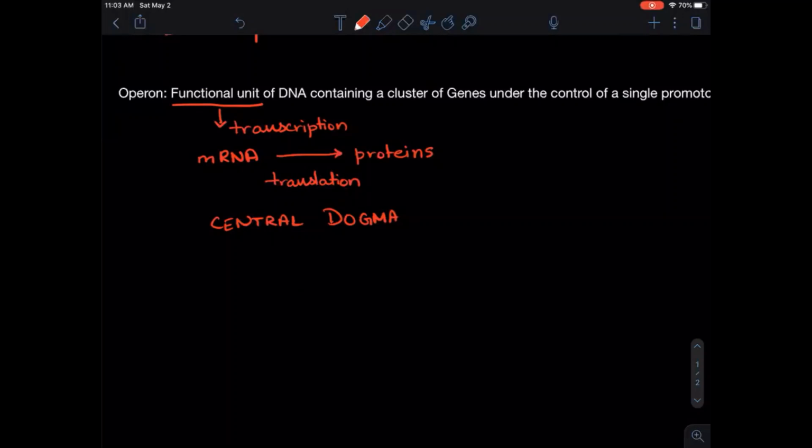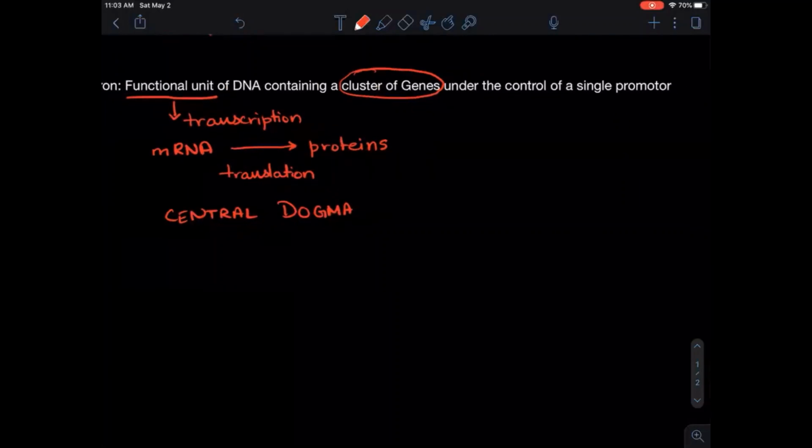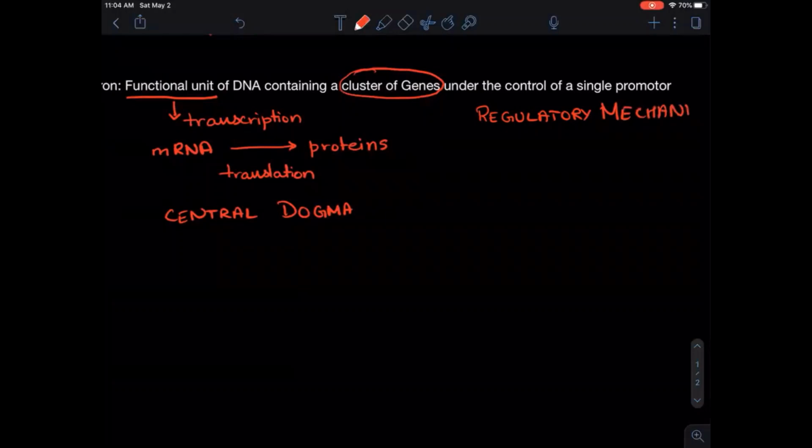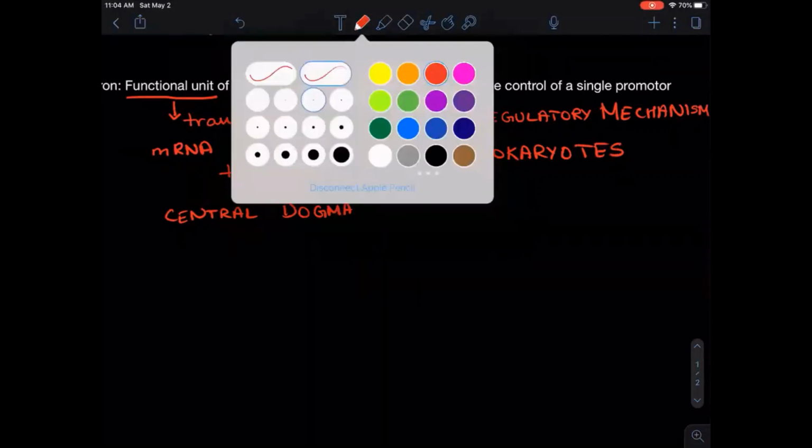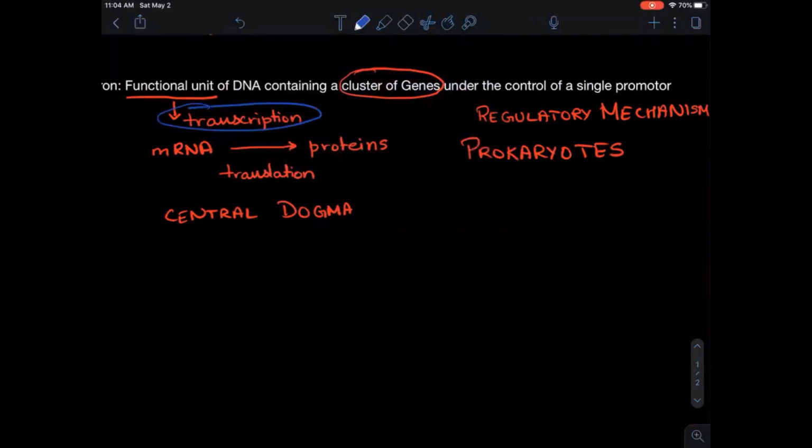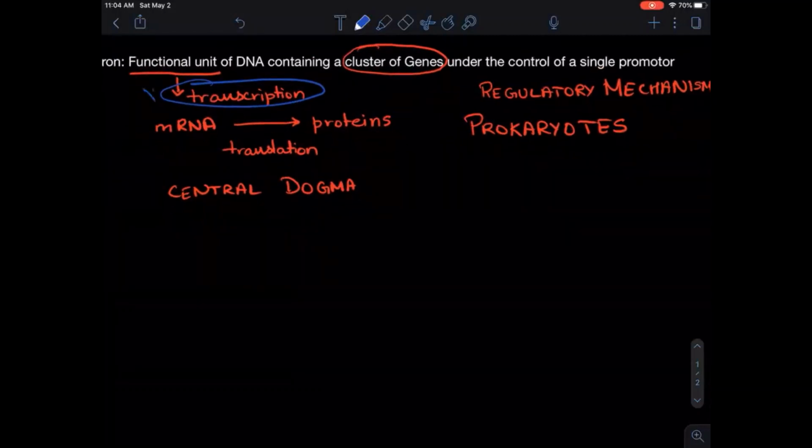So it's a functional unit of DNA containing a cluster of genes under the control of a single promoter. That means that it's a regulatory mechanism in prokaryotes. E. coli is a bacteria, and it's a method of transcriptional control. It regulates the formation of mRNA itself.